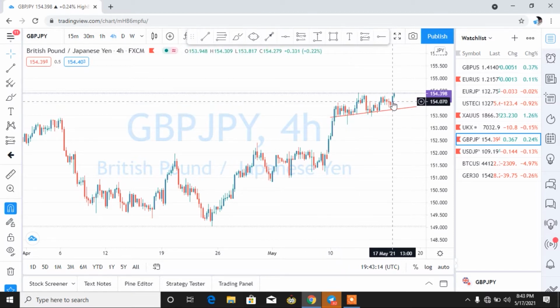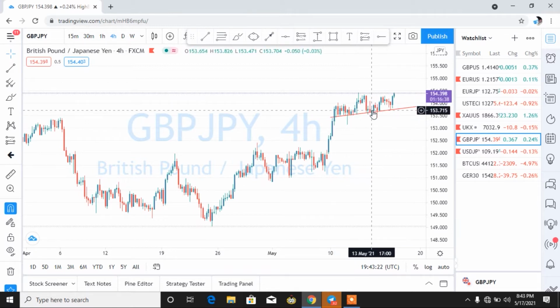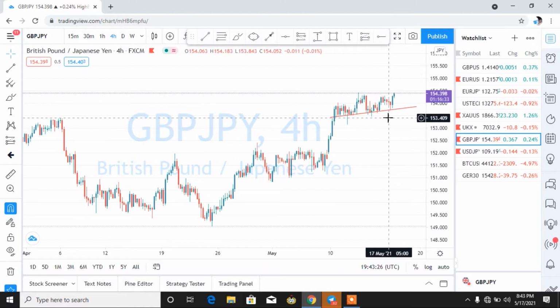The higher the number of touches, the stronger the trend line becomes, or the more valid the trend line becomes. So if we have a trend line that has two touches and we have a trend line that has three touches, the one that has three touches is more valid than the one that has two touches.